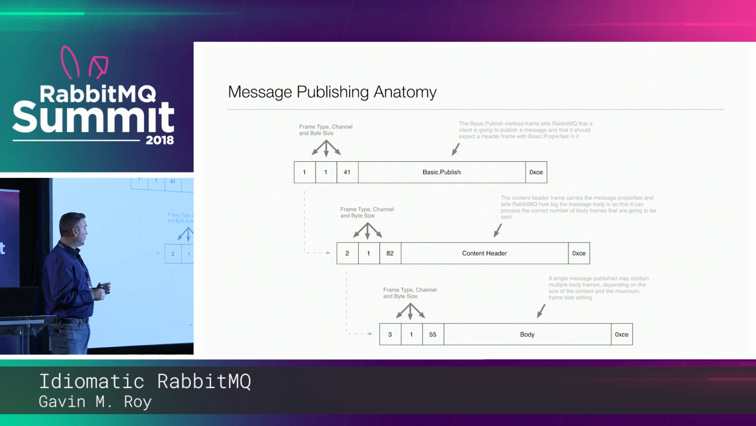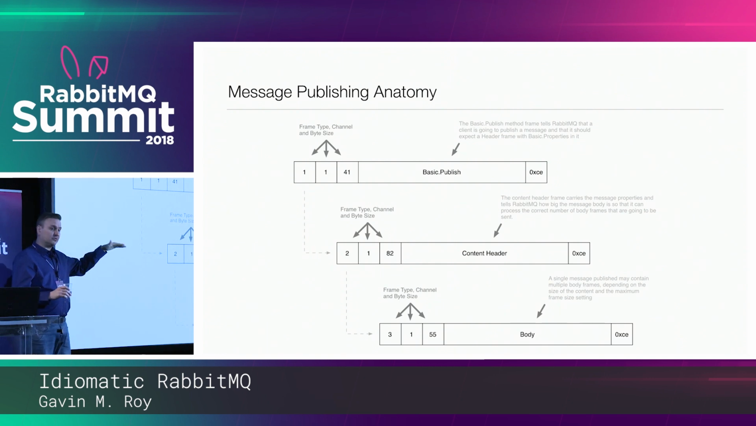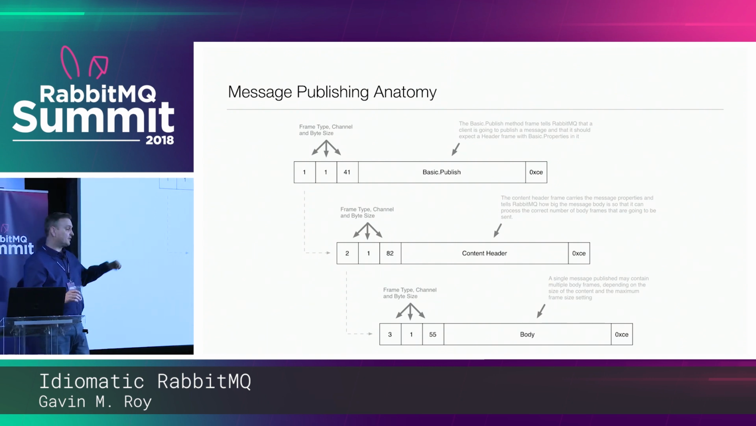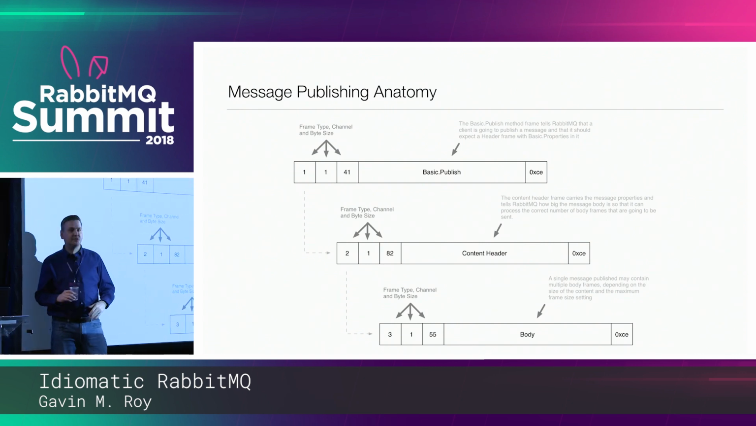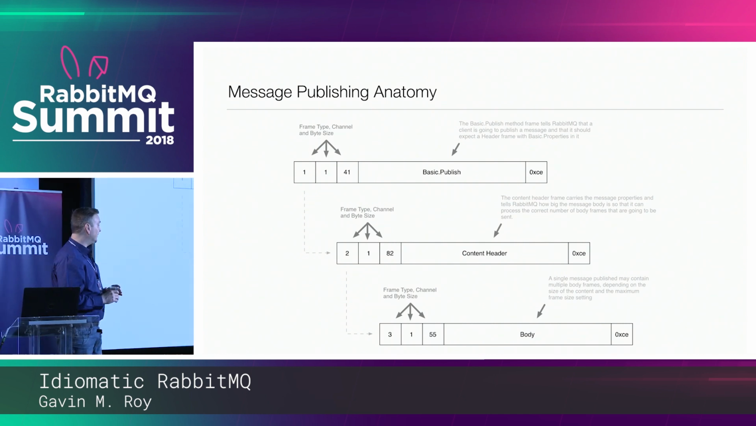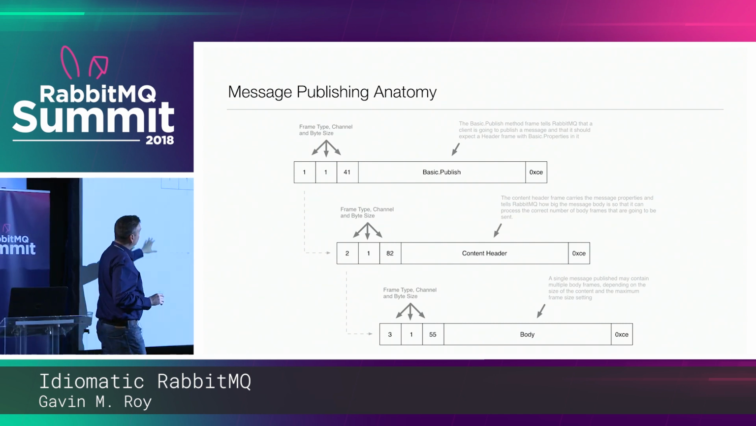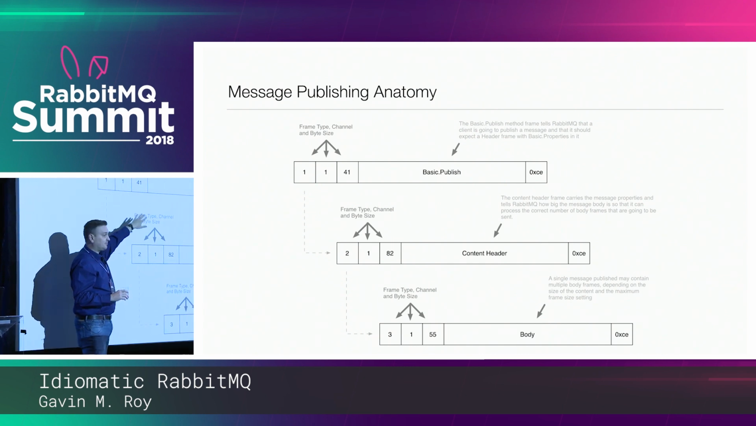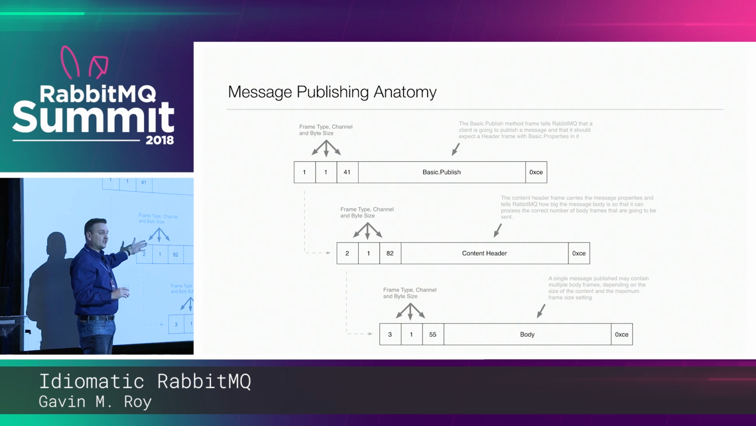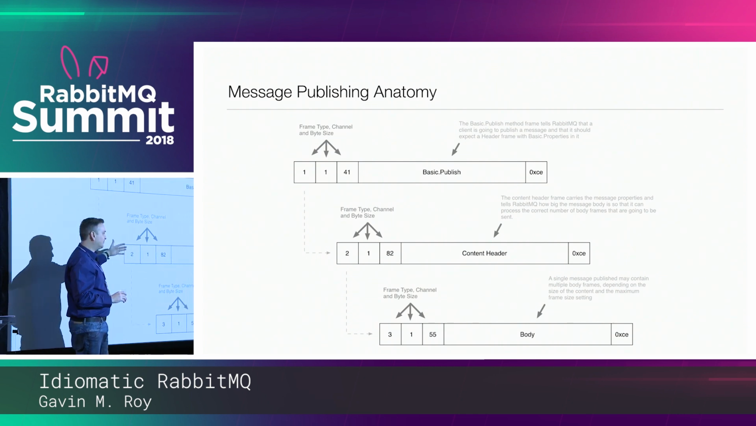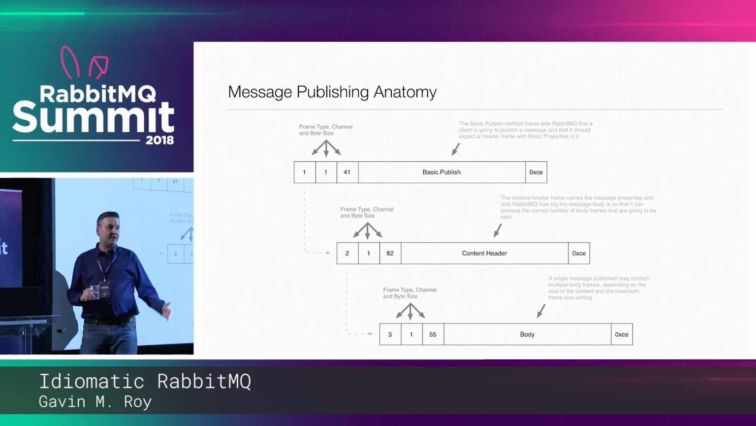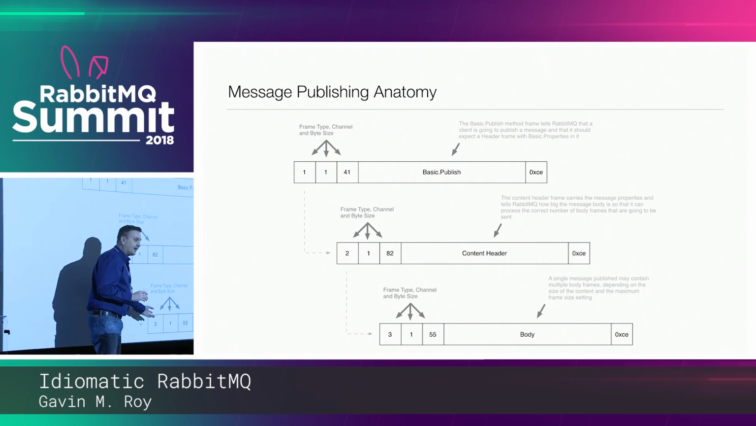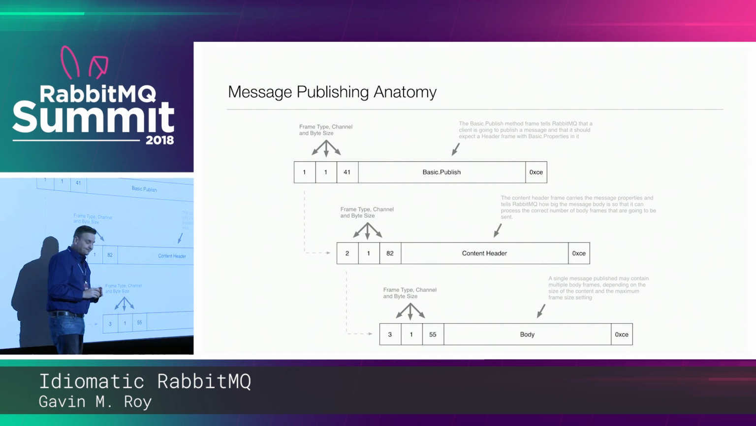AMQP is a little different. We basically have a minimum of 3 frames. Remember a little earlier when I was talking about the connection state negotiation? One of the things that we negotiate is how many bytes each frame can be. The default is basically 128K. So we send a frame that basically says we're doing a basic publish. And then we send information about what we're going to publish. That's where the message properties live, and information about the payload. And so if you're sending a 1 megabyte payload, you're going to send multiple of these body frames with opaque chunks.